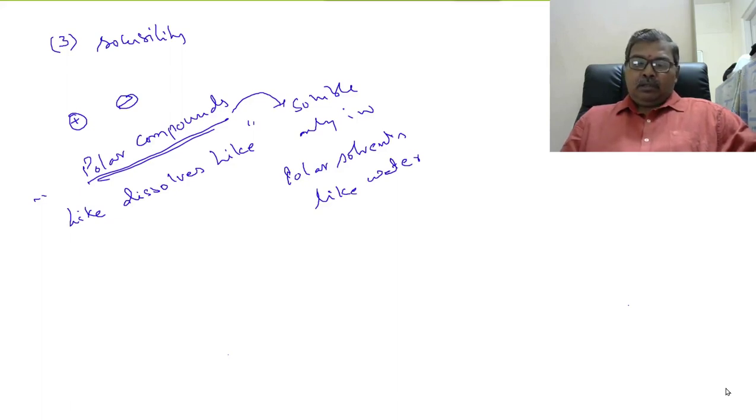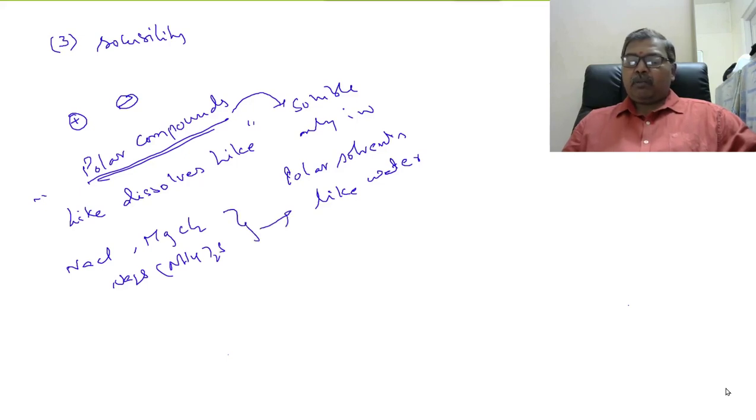So, NaCl, an ionic compound, MgCl2, Na2S, ammonium sulfide, right? So these are readily soluble in water because they are polar compounds, right? Because water is a polar solvent. Now, see, here I want to give one clarity.